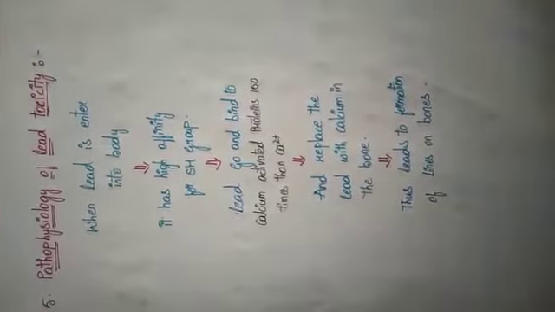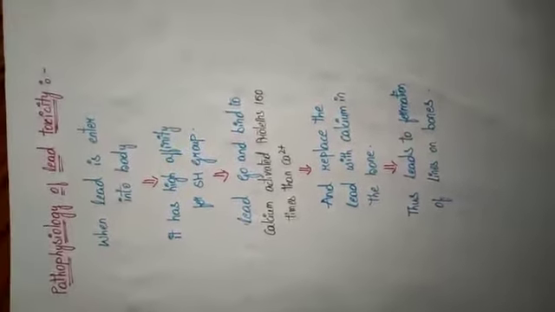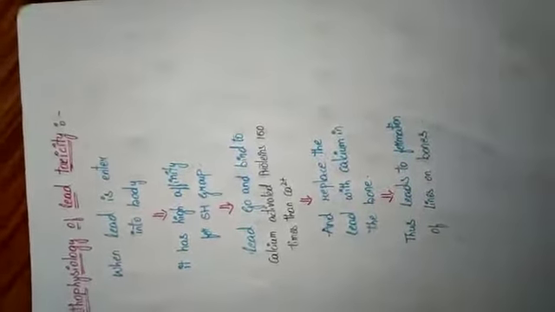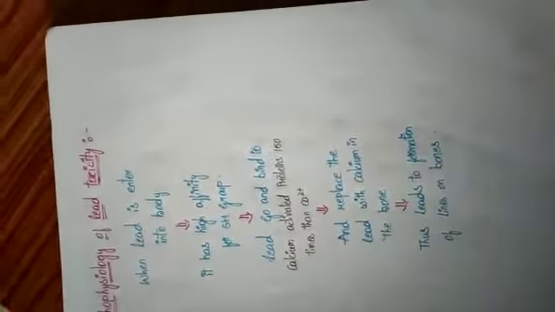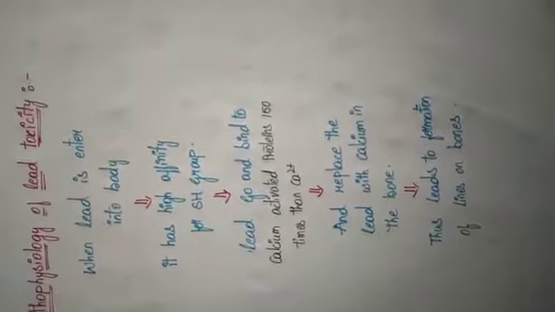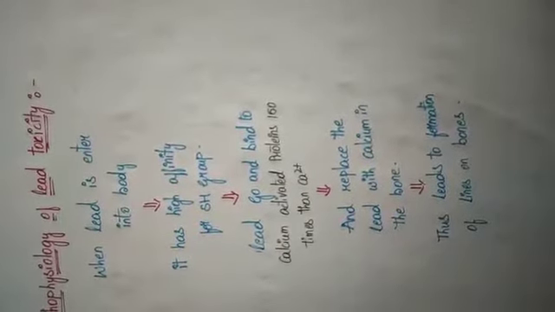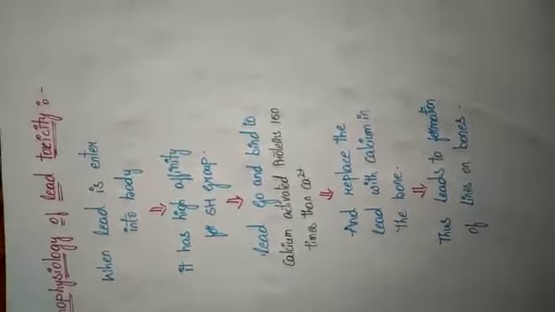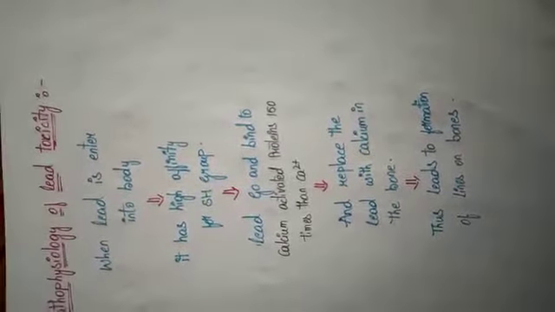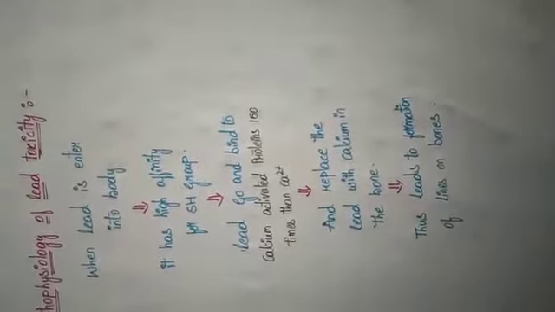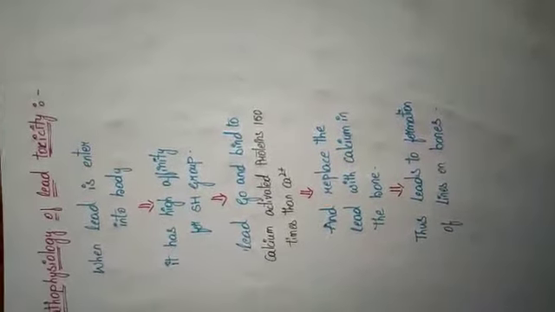And next is the pathophysiology of lead toxicity. Just remember that whenever lead enters our body, it will replace the calcium in the bones, and due to this there is a formation of lines on the bones. When lead enters the body, it has a high affinity for the SH group. It will bind to the calcium-activated protein 150 times more than calcium. This will replace the calcium in the bones. Thus there is a formation of lines on your bones.